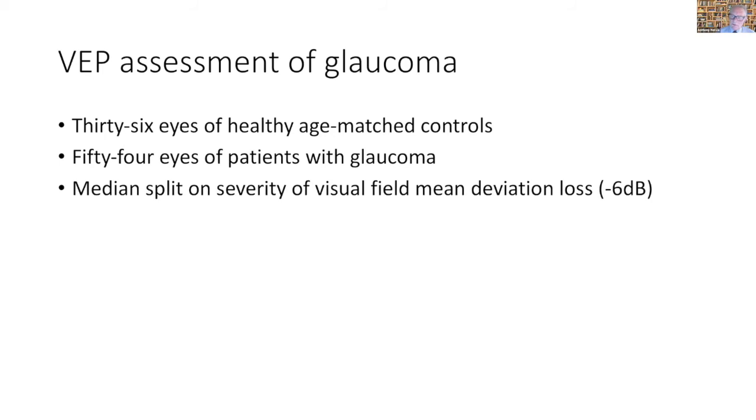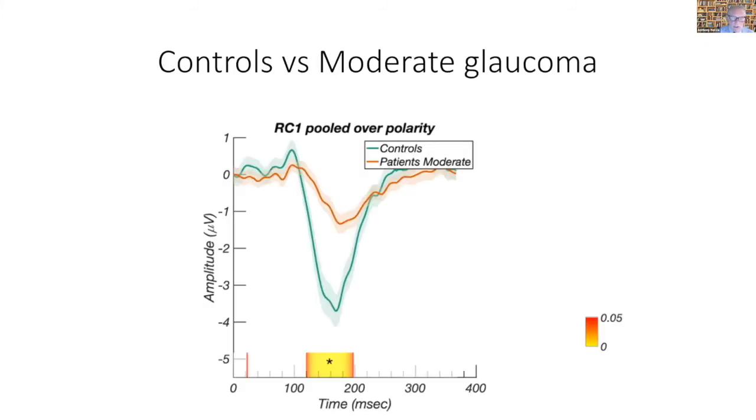So it happens that when you split them that way, the field loss, the mean deviation, splits at about -6 dB, which is a typical breakpoint in clinical ophthalmology for mild versus moderate levels of visual field loss. So the first data we'll look at is VEPs from controls versus patients with moderate glaucoma. So let me spend a minute on this.